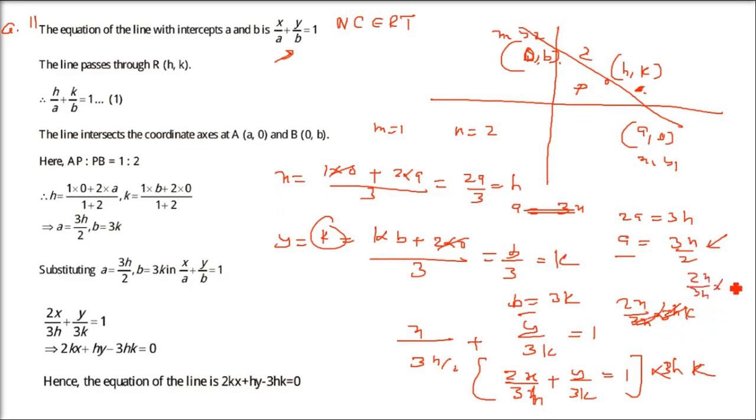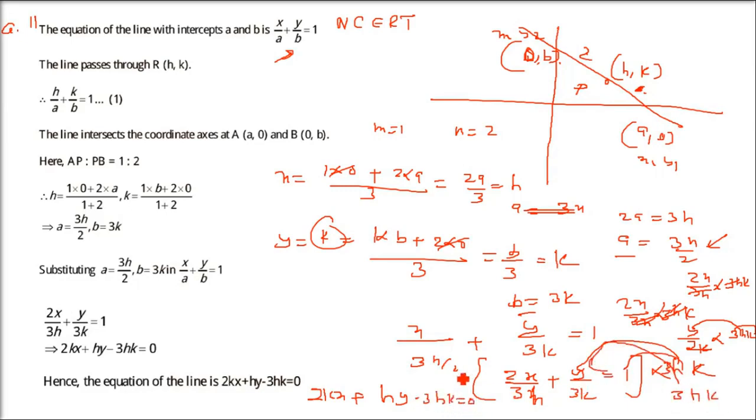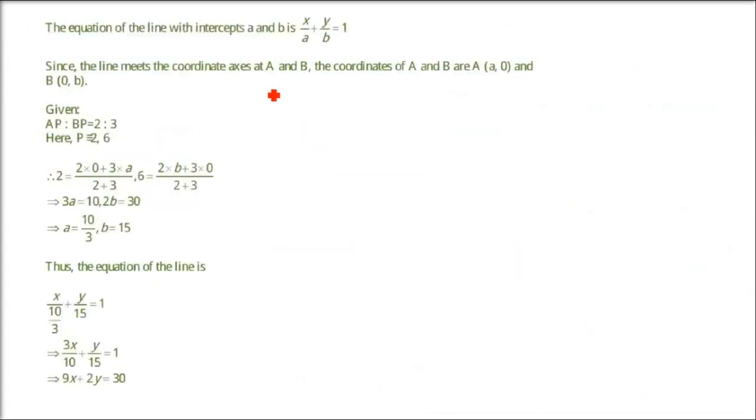Let me tell you again: 3h gets cancelled, and it will be 2kx. Then we multiply y by 3k into 3kh. So 3k gets cancelled, you get 3hy. On the right hand side it will be 3hk; take it on the left hand side, it will be minus 3hk. So that is 2kx plus 3hy minus 3hk equals 0. This is the result.